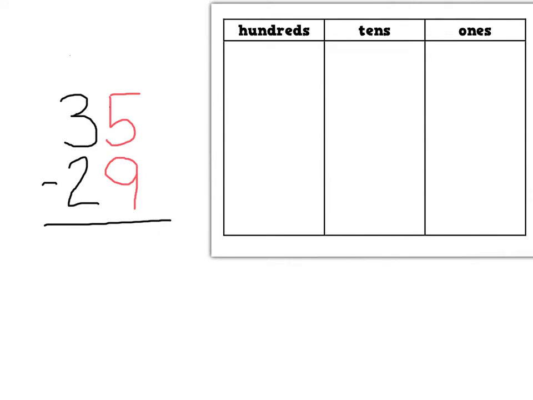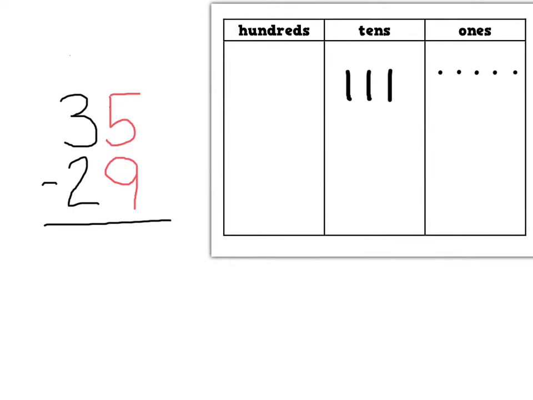Let's look at the problem. 35 subtract 29. The first thing I'm going to do is draw out my number 35 in base 10, starting with my ones. I can see I have 5 ones. 1, 2, 3, 4, 5. 3 tens. 1, 2, 3. Let's look at the digits that are just in the ones place.